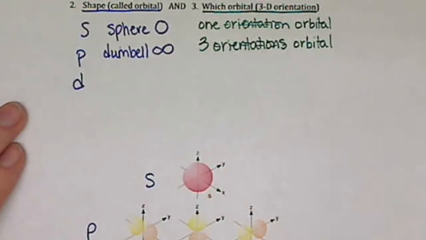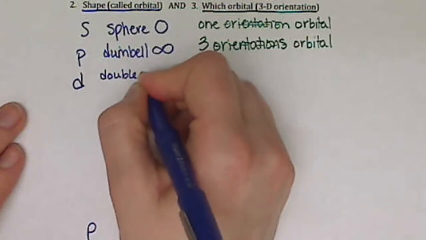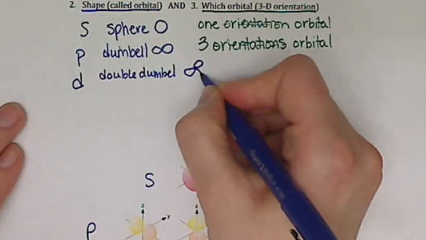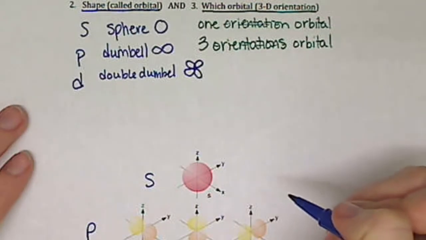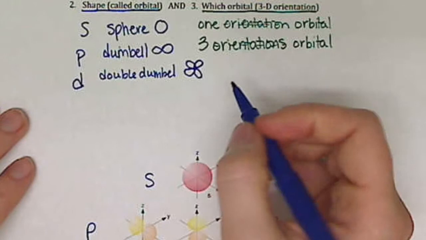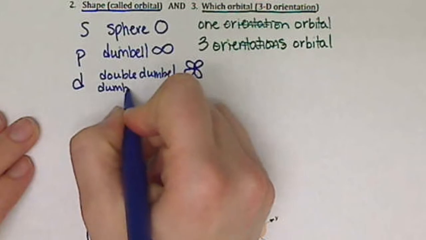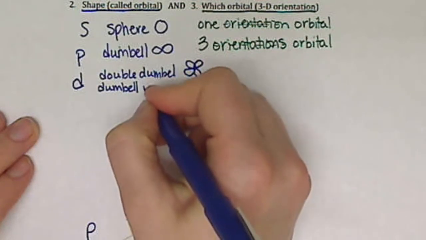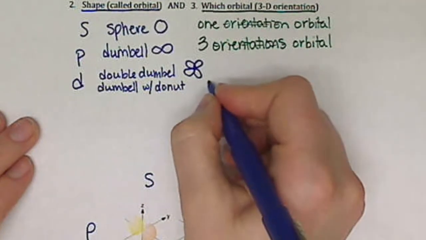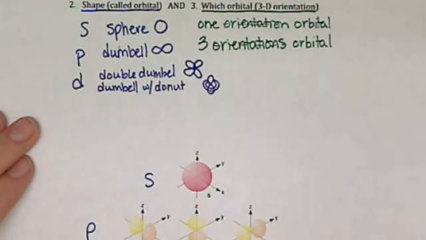We have our third orbital is a D, and that's a double dumbbell. So we have one dumbbell, a second dumbbell, kind of looks like a fan. There are 4 different orientations of the double dumbbell. Then we have a 5th orientation that's going to be a dumbbell with a donut. So we'll have a dumbbell with a donut around it.